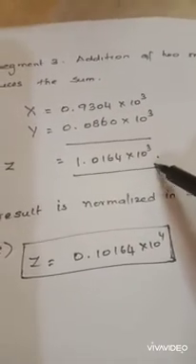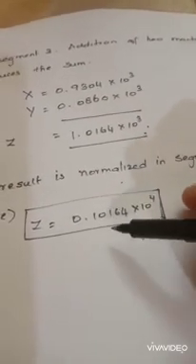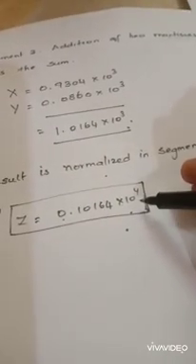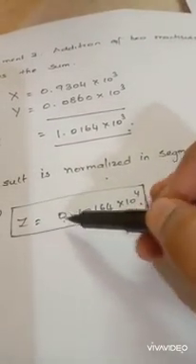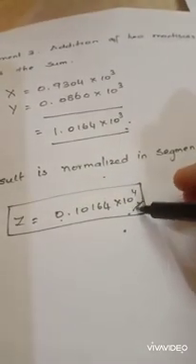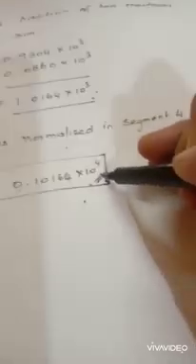So finally, in segment 4 we normalize the result, that is by shifting the values. By shifting the values we will get z is equal to 0.10164 into 10 power 4. Thus we got the arithmetic pipeline value.